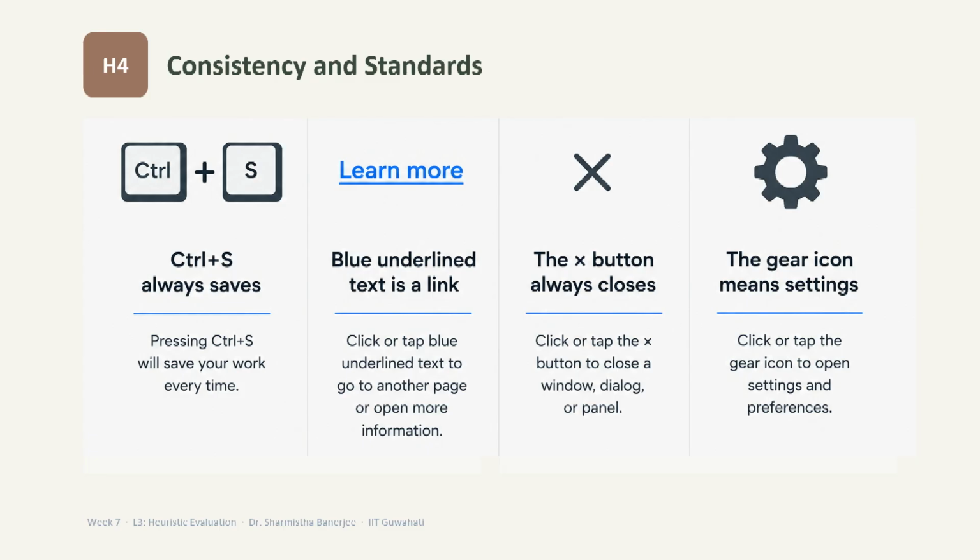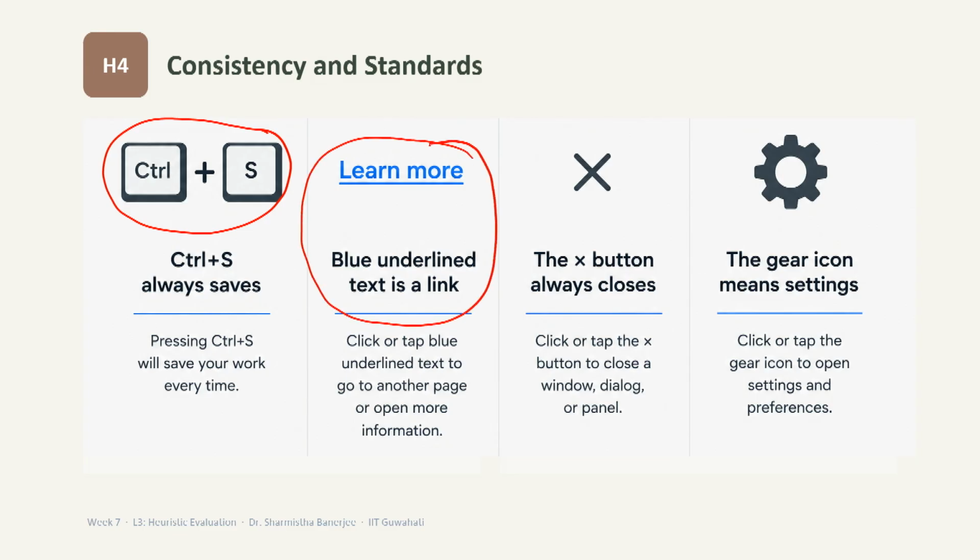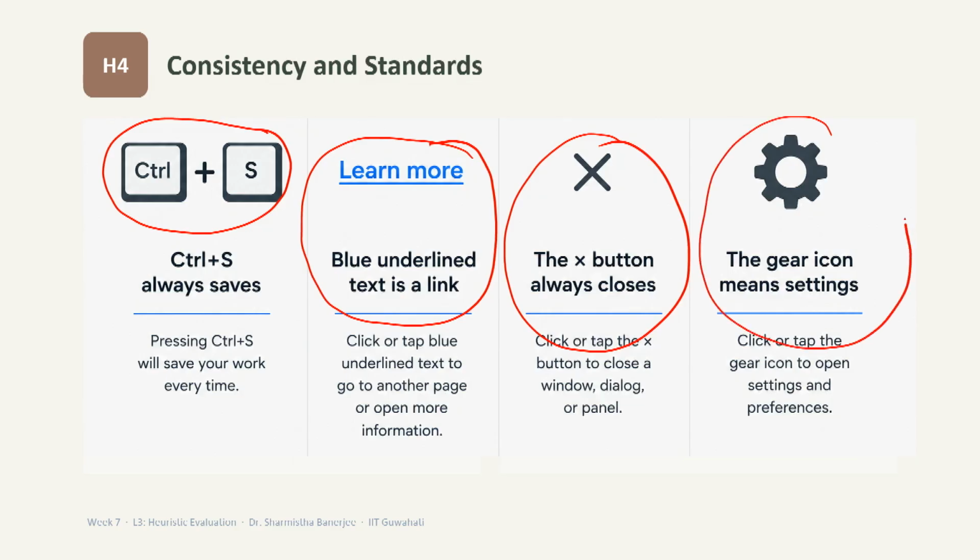What this one implies is, as you can see, Control plus S. We have learnt through practice that whenever there is Control plus S, it is meant for saving something. When I have something called learn more in blue underlined text, it implies it is a link, and if I click on it, I will learn more about that particular aspect. If I see a cross button, it always closes whatever I was trying to do. If I see this gear icon, I have also understood that it implies settings and I can go there and make changes to the settings.